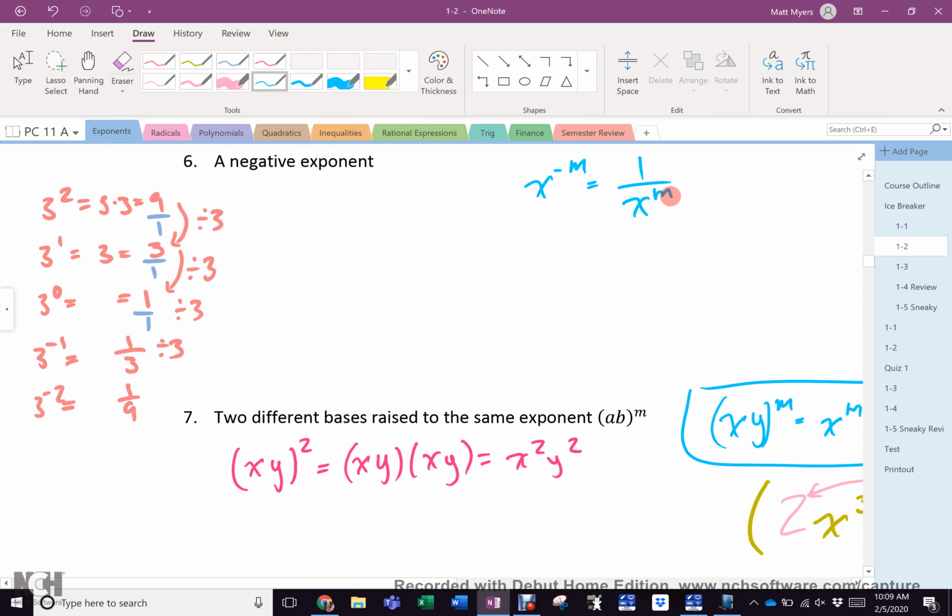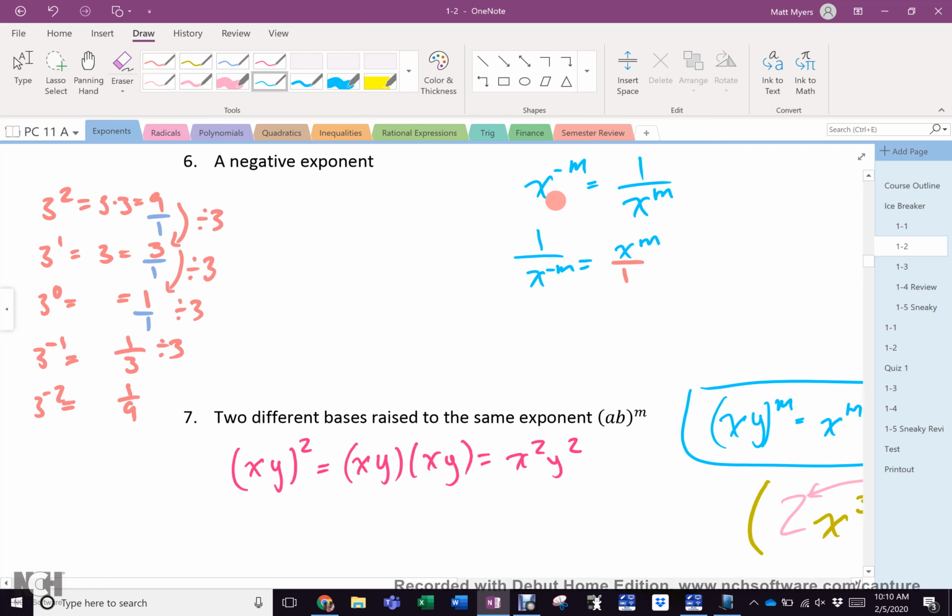What kids don't remember is, obviously, what if I reverse this? If I have 1 over x to the negative m, that's not allowed because I can't write it out. I cannot write x negative m times. So this becomes x to the positive m, because that is technically x over 1. Everybody cool? I got to do one more thing, and then I'll show you.